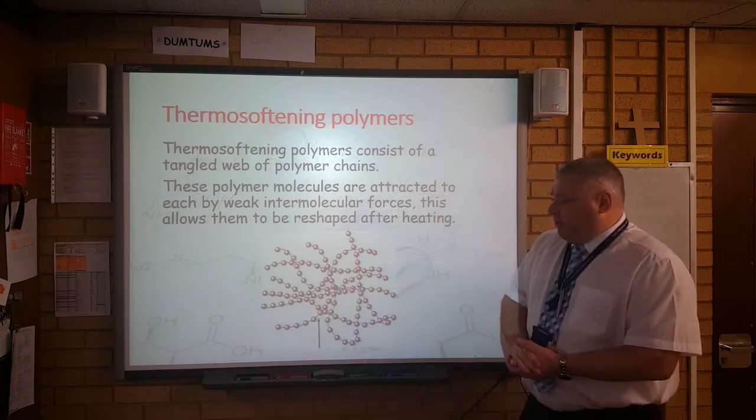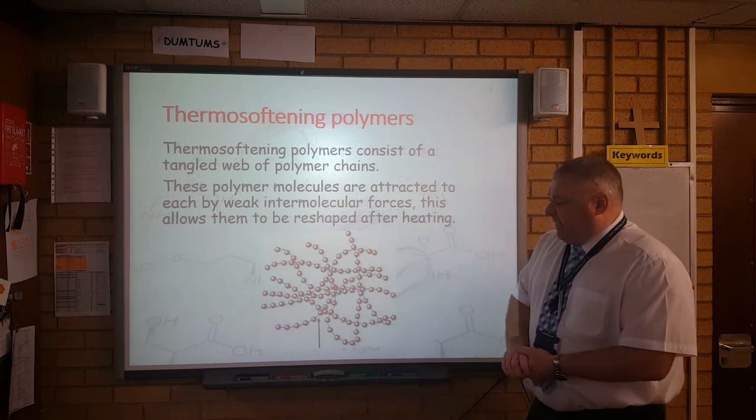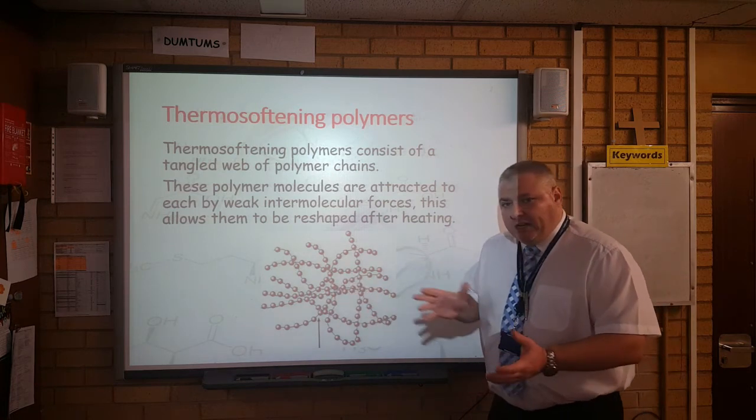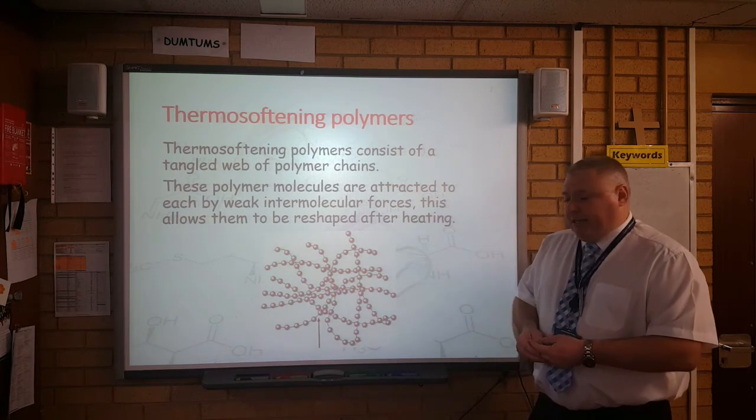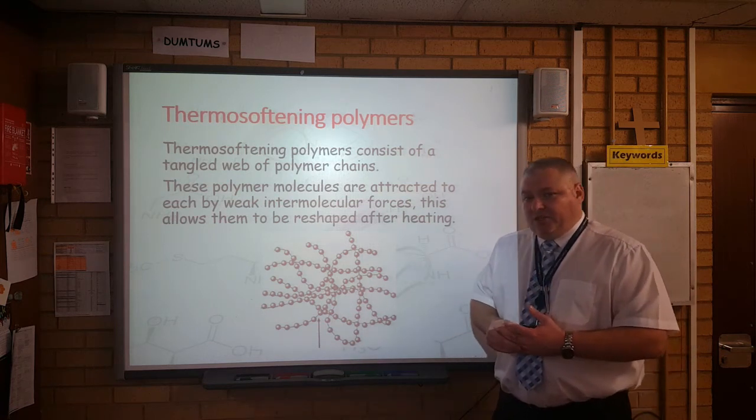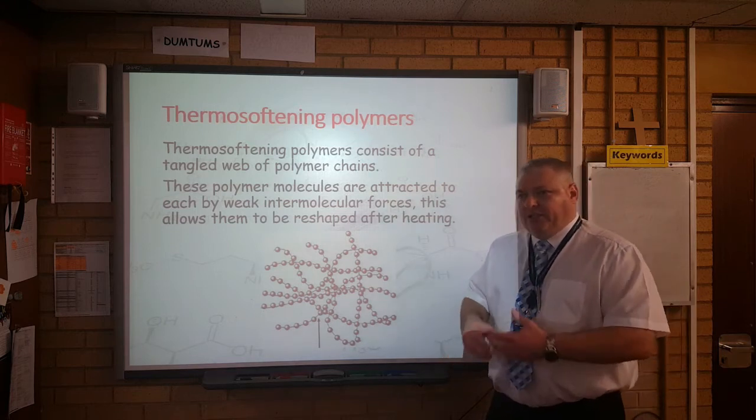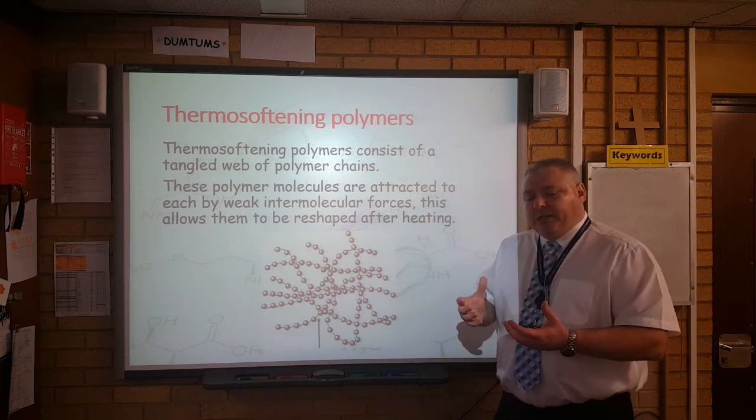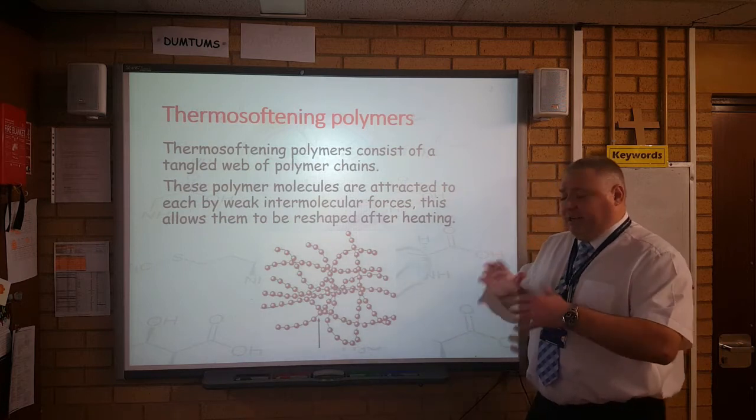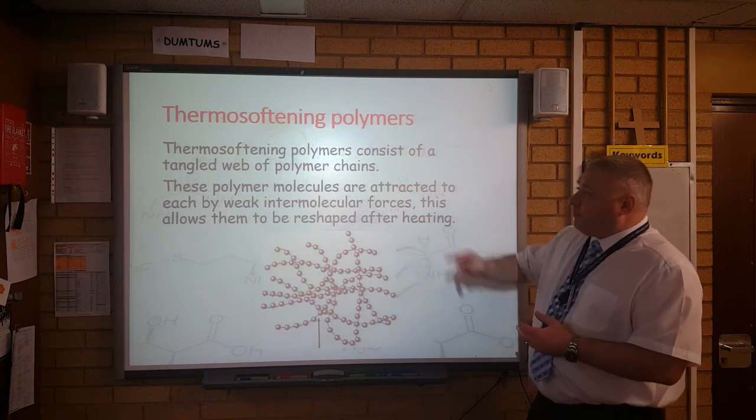Now the reason why this can be done, if you look at the structure of a thermosoftening polymer, we've got these long polymer chains, and they're sort of arranged in a tangled web. Now these individual polymer molecules are attracted to each other by intermolecular forces. Now intermolecular forces aren't a very strong force, okay? So every time you apply some heat, it's enough to overcome these intermolecular forces, and hence the plastic will melt, okay? And that allows you to manipulate it into whatever shape you want.